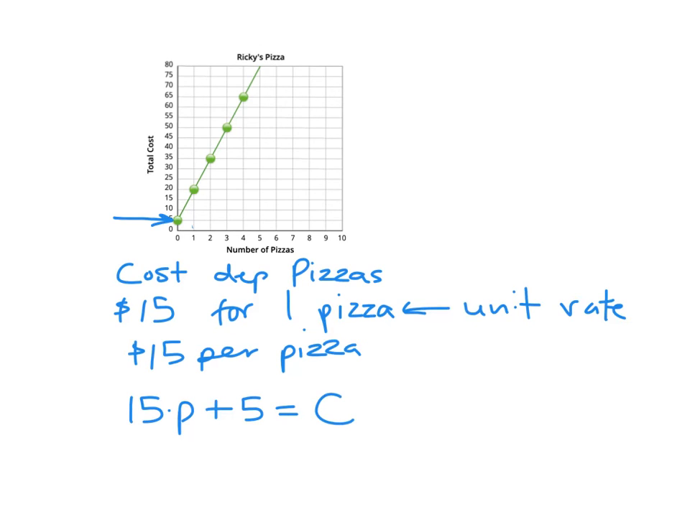Some people like to put the initial value first, so they like to look at the graph first and say, it starts with $5, and from that $5, it's increasing $15 every pizza. Both ways are totally fine.